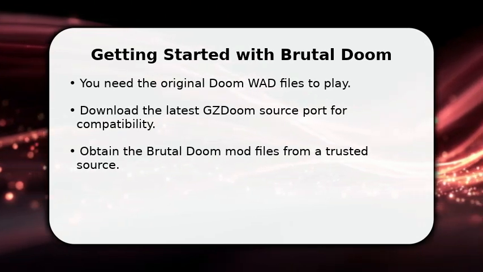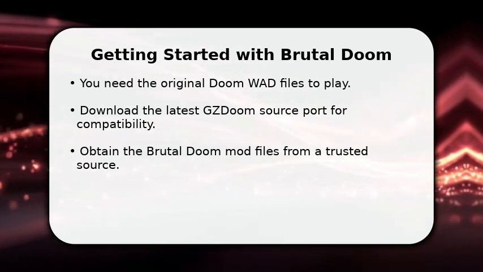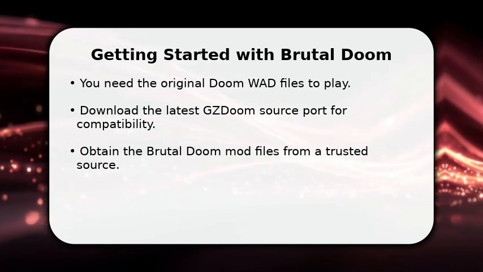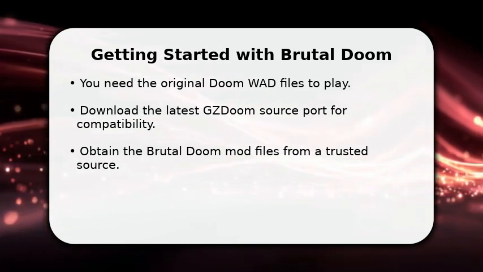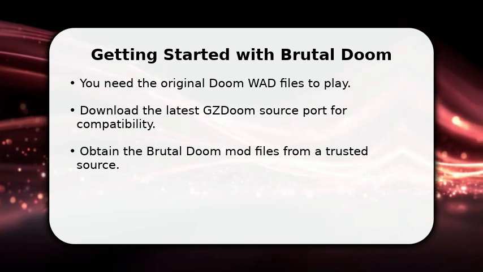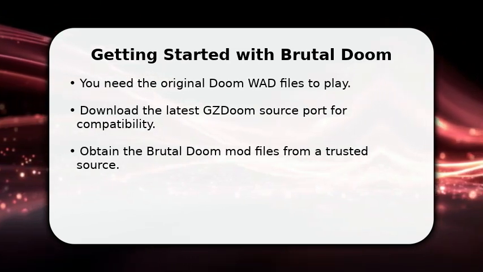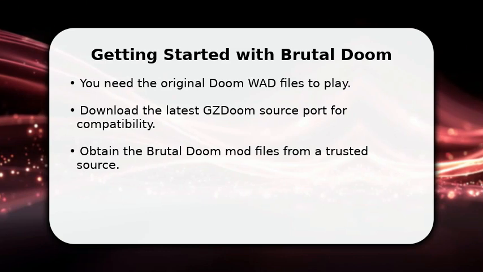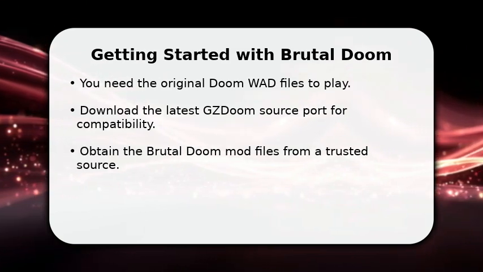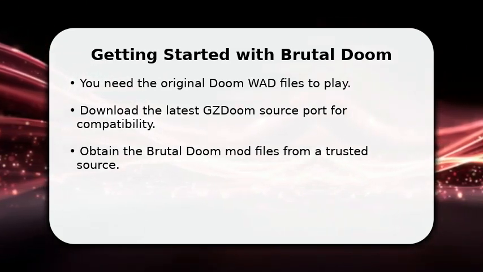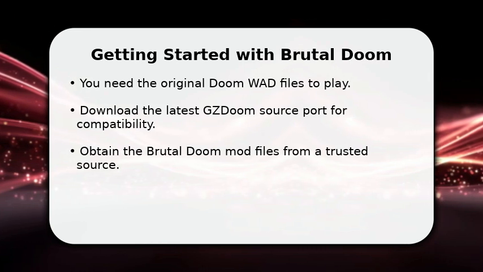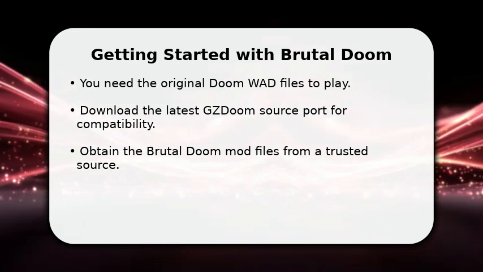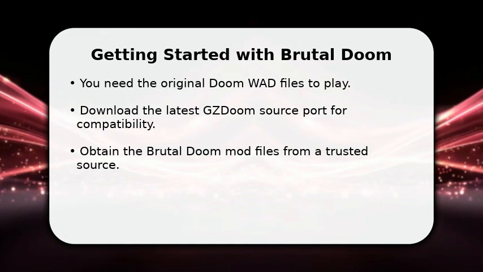First, gather your essential components. You'll need the original Doom WAD files, such as doom2.wad, which are crucial for the game to run. Next, download and install the GZ Doom source port, as it provides the necessary engine for the mod. Finally, acquire the Brutal Doom mod files themselves, typically a PK3 file from a reliable website.